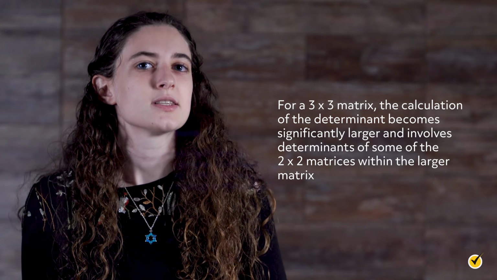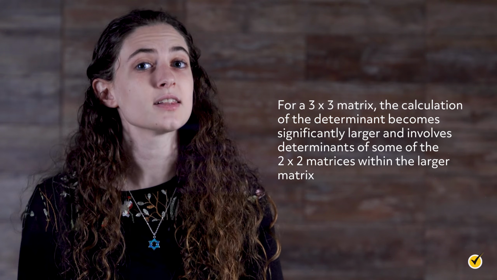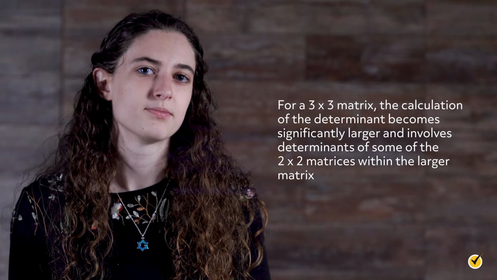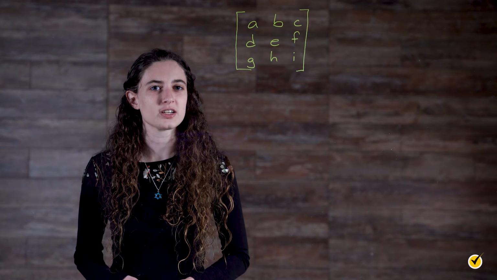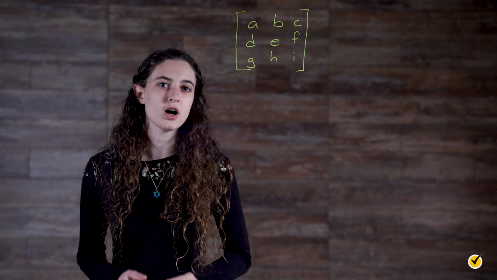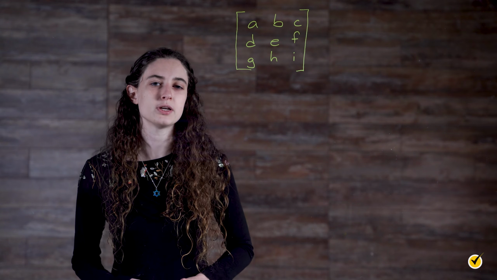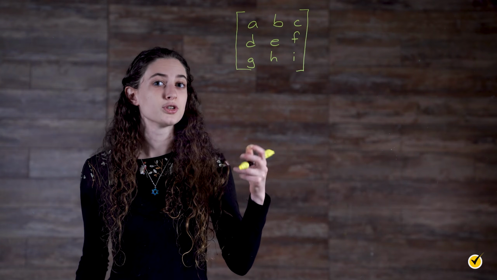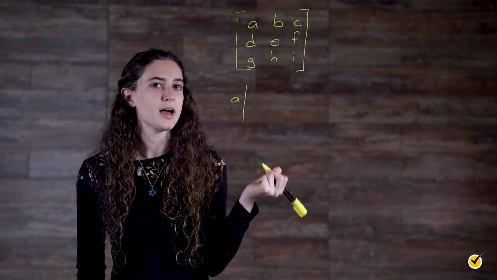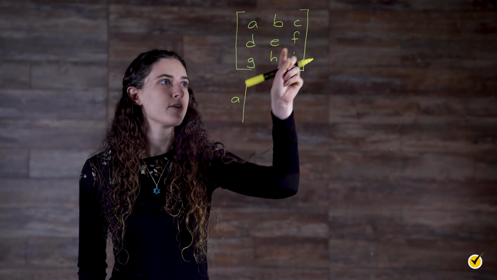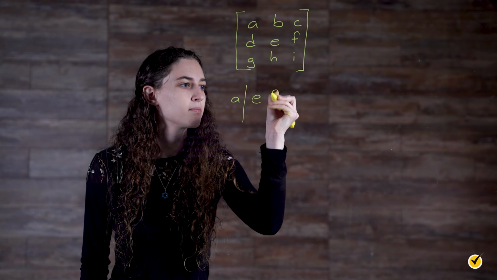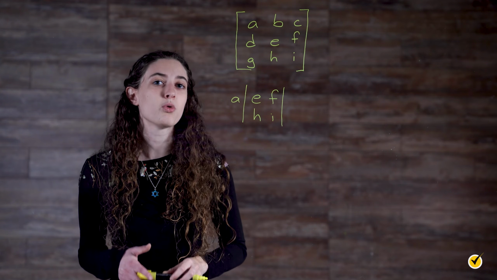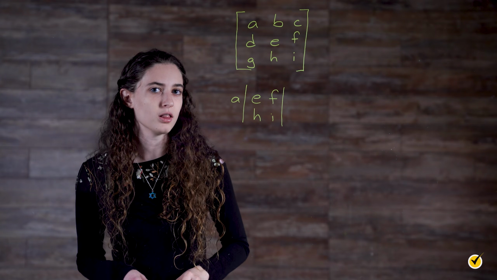For a 3x3 matrix, the calculation of the determinant becomes significantly larger and involves determinants of some of the 2x2 matrices within the larger matrix. To find the determinant of a 3x3 matrix, we will start by multiplying the elements on the top row by the determinants of the 2x2 matrices created by using the 4 elements not in the original element's row or column. So if we start with A, we will then multiply it by the determinant of E, F, H, I, because those are the 4 elements not in A's row or column.